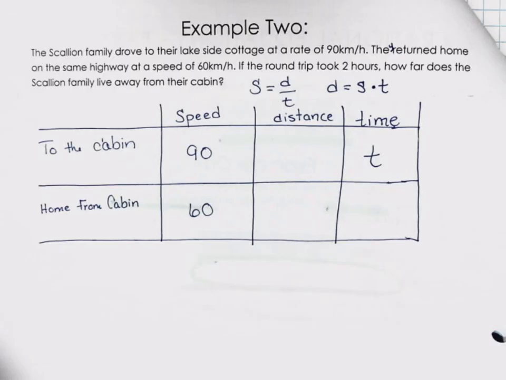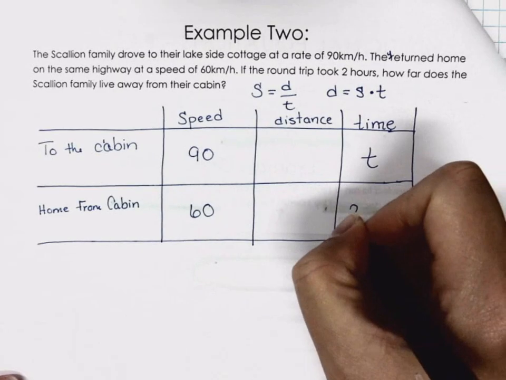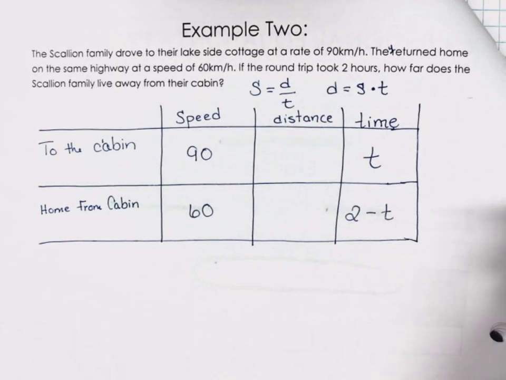What math did you do? You took T, you took the original time, and you just subtracted it from what number? 2 hours. From the all around time, right? So you're going to do that again here. 2 minus T, just because we don't know what the time was to get there.